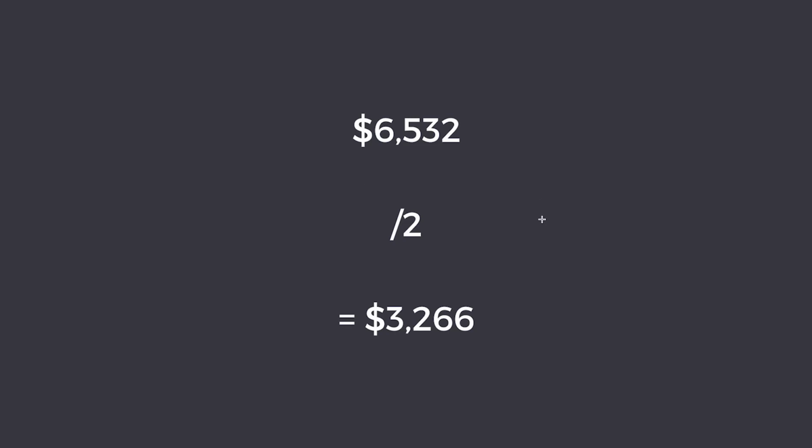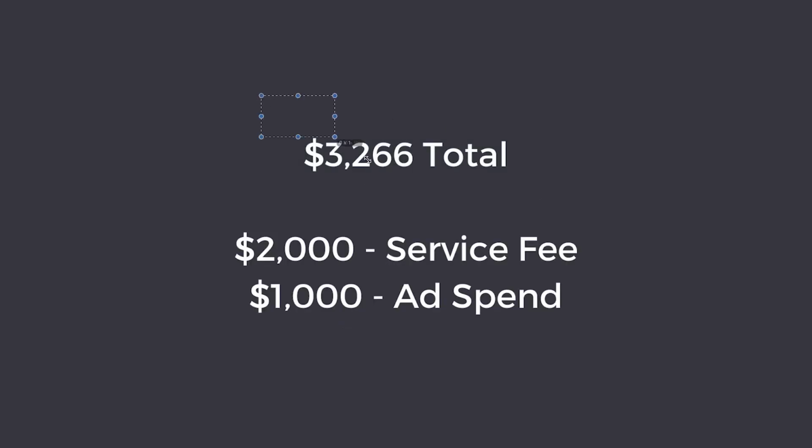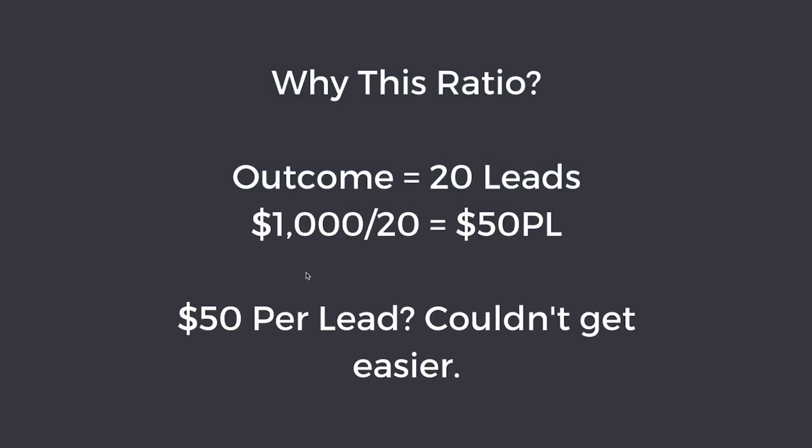All right. So $6,532 divided by 2 equals $3,266. The reason it's divided by 2 is I want to bring them roughly a 2x ROI, and I'll explain why in a bit. So $3,266 total is how much you should be charging so that they're making a 2x ROI.